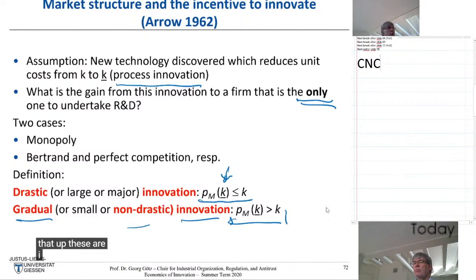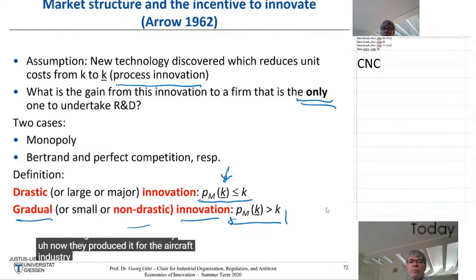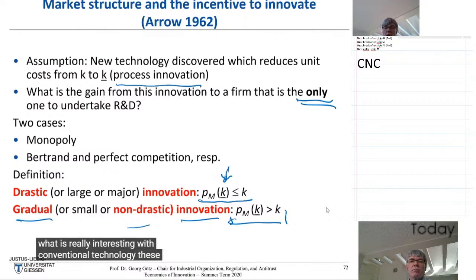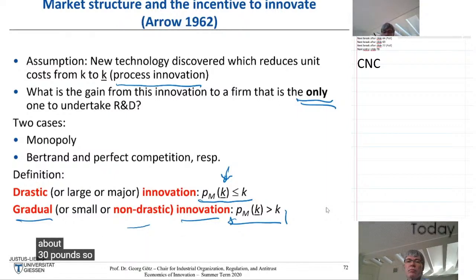These are, I almost forgot it, Messscheiben. Now they produced it for the aircraft industry, and what is really interesting, with conventional technology, these Messscheiben cost about £4,000 to produce, but with the new technique, the cost was about £30, so less than, is it 100? And of course, this is really a drastic innovation. Okay, and there are other examples here as well.